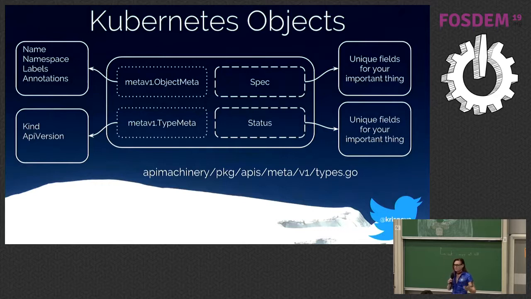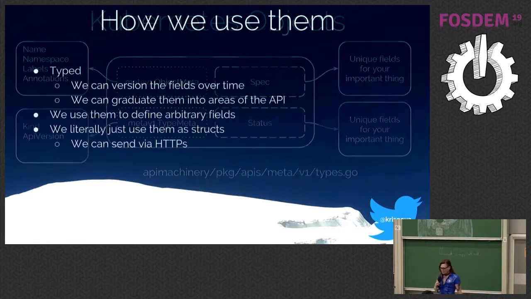In other words, what is the state of this thing right now? Is it pending? Is it exited? Is it happy? Is it healthy? What's going on? And all of those can be defined in Go in API machinery package APIs meta v1 types.go.